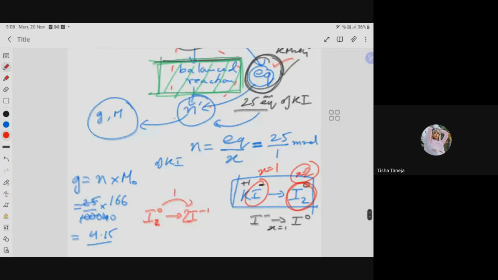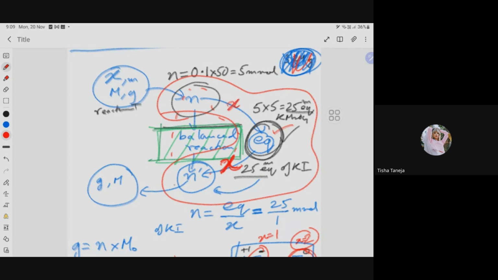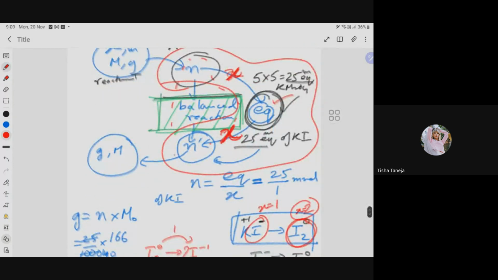Okay, guys, got the point? Is that clear? So the only journey where you have to be a little vigilant is this part: converting to equivalence, then converting equivalence back to moles. So you need to know the X factor here and the X factor here.